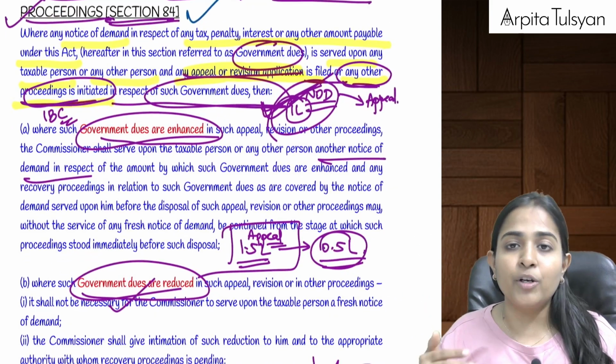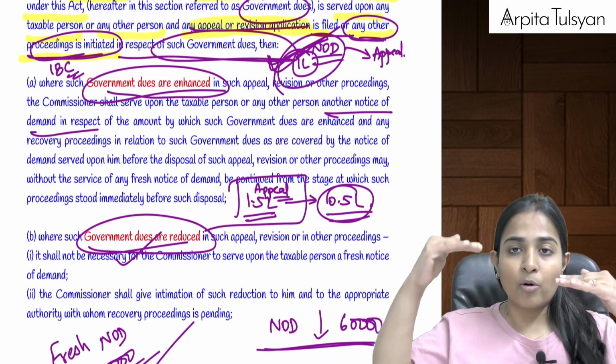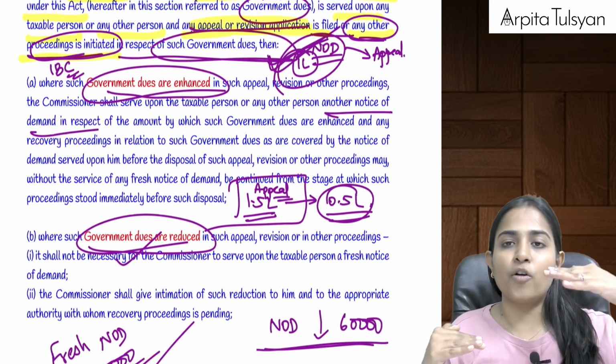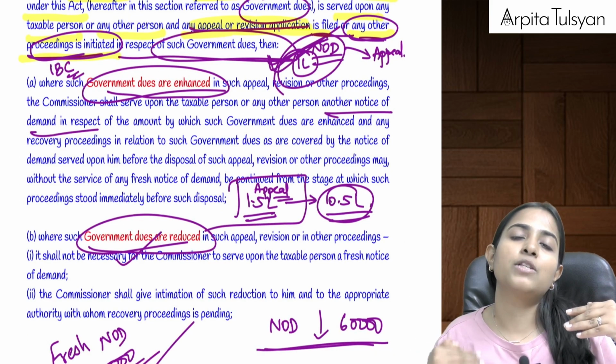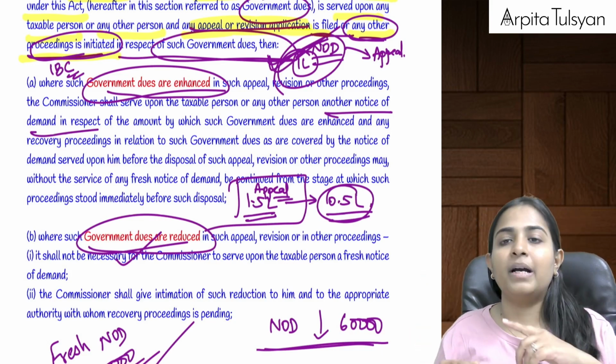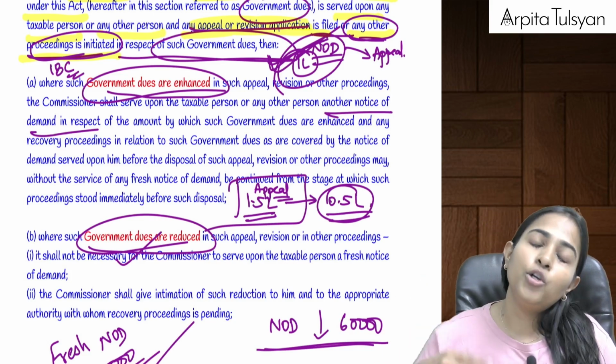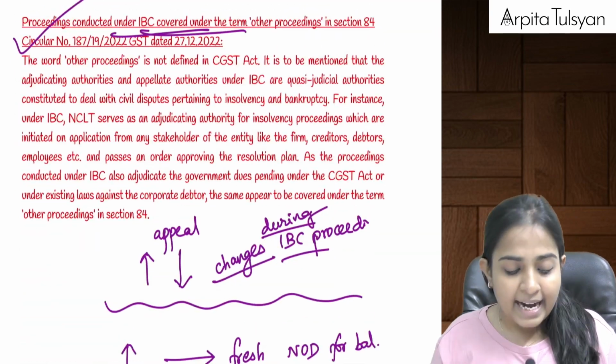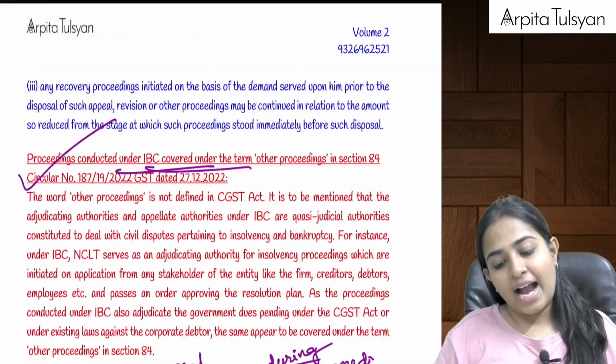Suppose during appeal or during IBC this amount has been reduced. Instead of 1 lakh, now the new demand is only of 80,000. Then they are telling that now the old one will become not applicable and please issue a new fresh notice of demand for that 80,000 rupees. Are you clear with this?